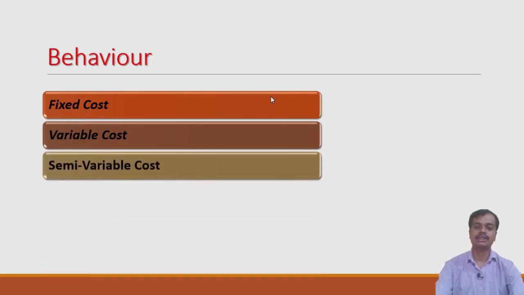And the next is semi-variable costs. Semi-variable costs contain both fixed and variable elements. They are partially affected by fluctuation in the level of production. These are partially fixed and partially variable costs. Example, electricity bill, maintenance, etc.